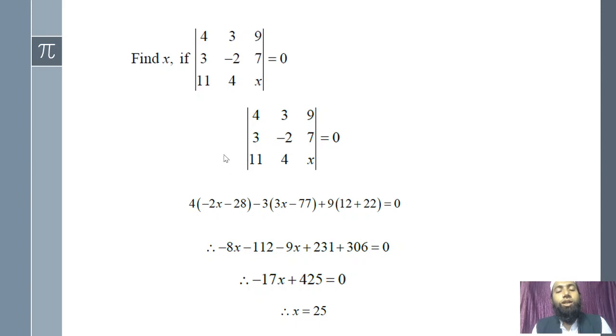See this, what are the steps? These are very simple steps. Again I am repeating. We have to solve the determinant in the usual way, by taking 4 into the minor, minus 3 into the minor, 9 into this minor, and this is just a matter of calculation. Try to simplify this.